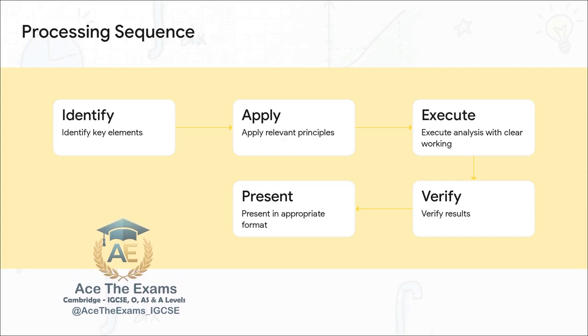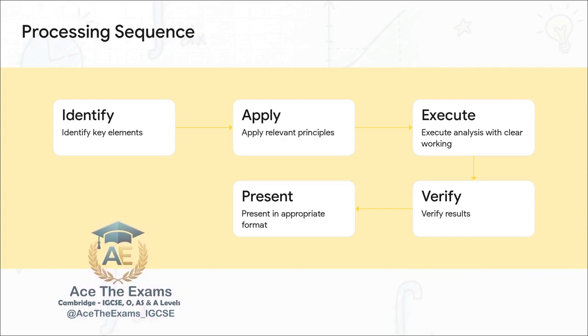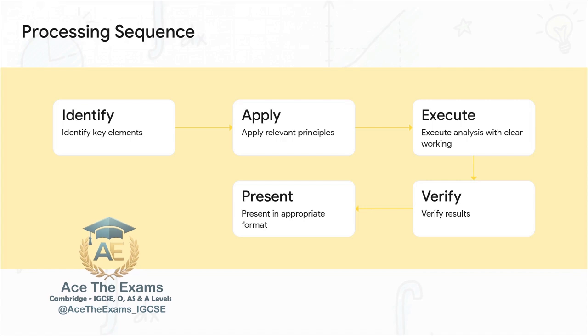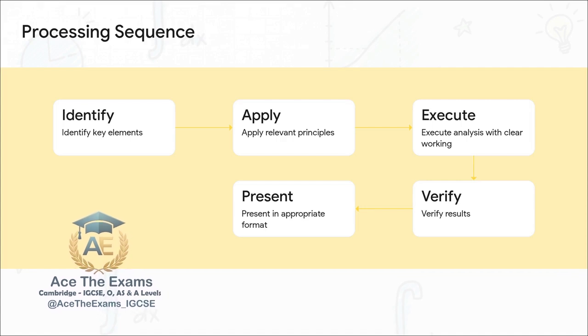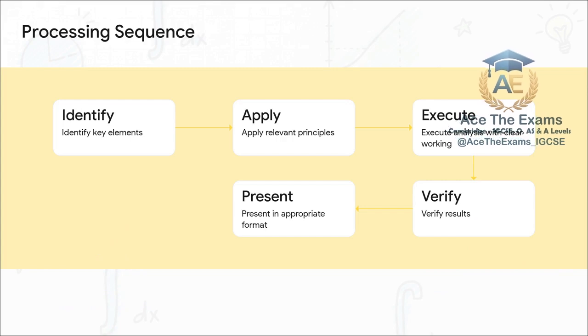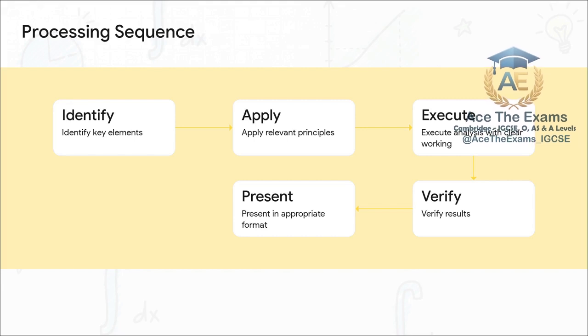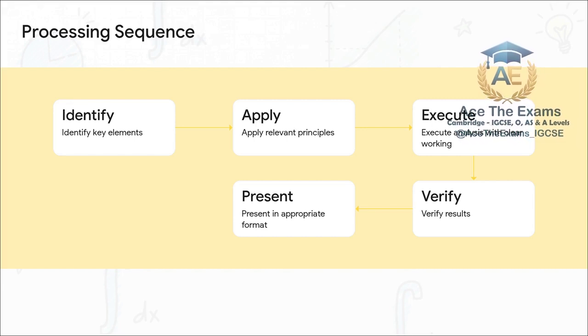Step 4. Verify results. Check for reasonableness. Did you remember the constant of integration, plus c for an indefinite integral? And step 5. Present in appropriate format. Proper headings, proper terminology. For example, if you are integrating 1 over ax plus b, your final format must use the natural logarithm, denoted as ln, with the proper absolute value bars if the domain requires it. You cannot afford to lose marks on sloppy presentation.